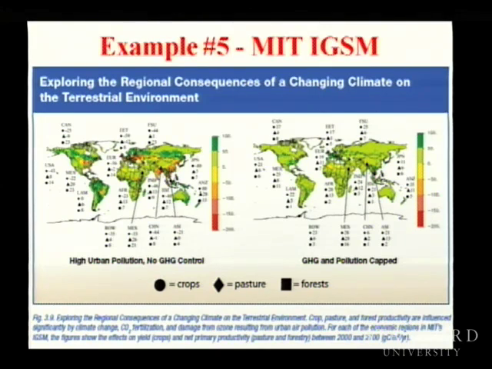So what they did with the MIT model, because of all this chemistry, is they looked at a high urban pollution, no greenhouse gas control scenario versus a greenhouse gas control scenario with criteria pollutants capped. And with the chemistry, they could actually look at the interactions between climate and non-climate policy. I don't have time to get into detail, but they could actually calculate the reduction in crop outputs and natural ecosystem growth using that kind of system, which seems pretty important if you're going to do a truly integrated analysis over a long time period.